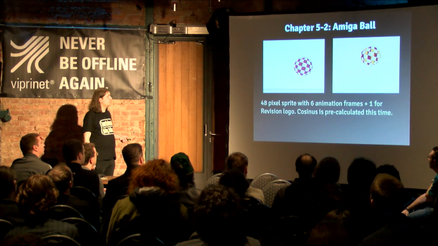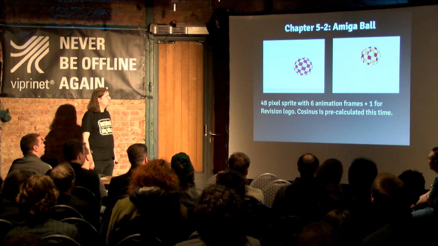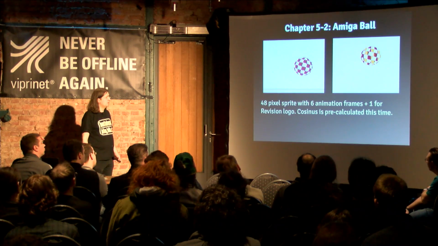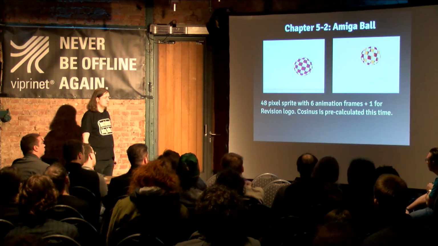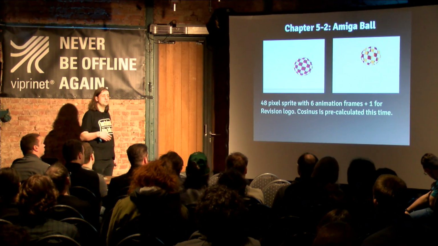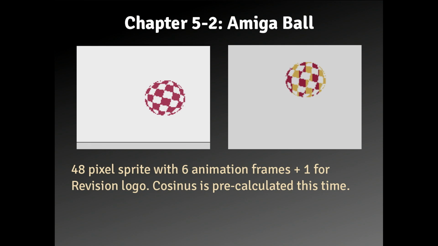So, the Amiga ball. This is also rather basic stuff to do. It's just a 48 pixel sprite. This is one of the things you code as something like the third thing you try if you're going to really get into the depth of 2600 coding, on how to display a sprite that's movable.